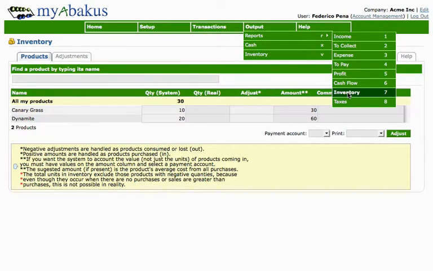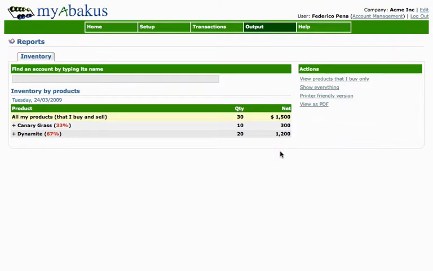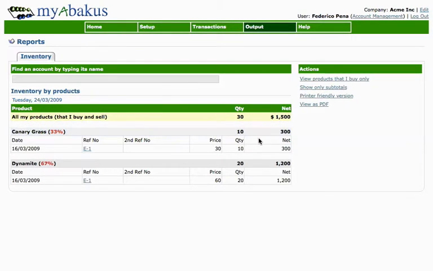We go to the Inventory Report. Here we can see the same quantities, 30, 10 and 20, but with their corresponding values. Let's click Show Everything to see the detail. The 10 units of canary grass I have, multiplied by their price of 30, equals 300, and the 20 units of dynamite I have, multiplied by their price of 60, equals 1,200. The total adds 1,500.